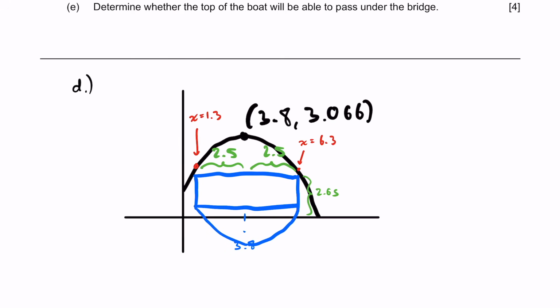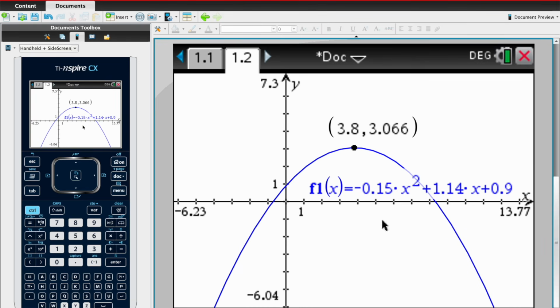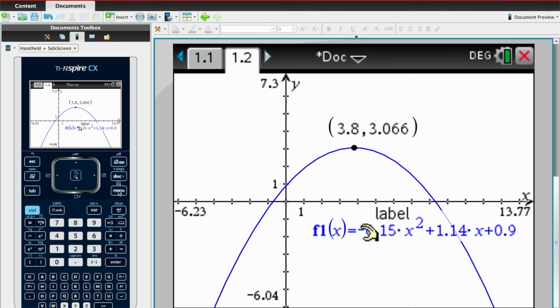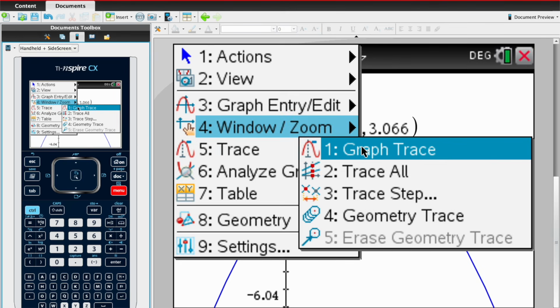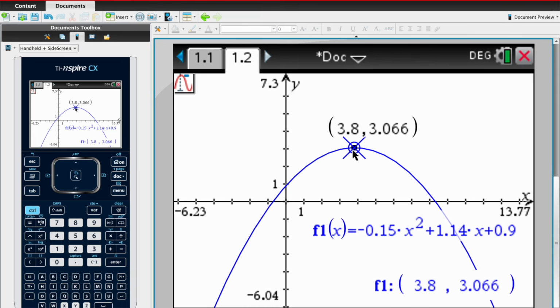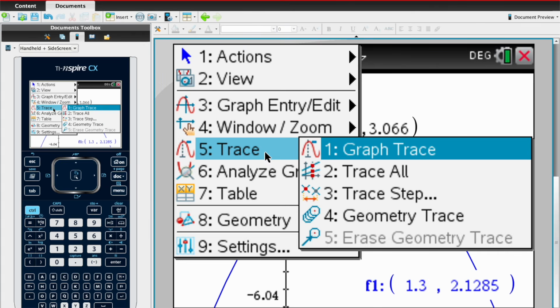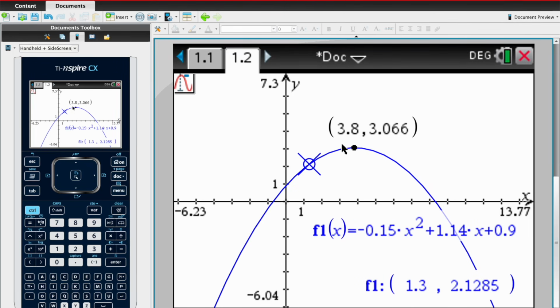Okay, so here we are. Here's our function once again. And let's put in some values for x. So let's put in a value of 1.3. And we see that when x is equal to 1.3, the height of this arch is actually 2.13. And similarly, it's going to be the exact same height if we were to choose this other side where the boat intersects. So when x is equal to 6.3, again, we have this value, 2.13.